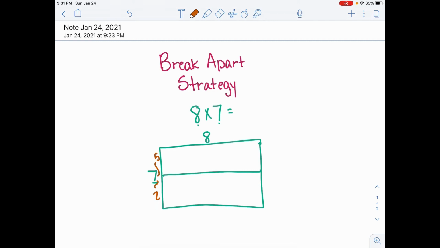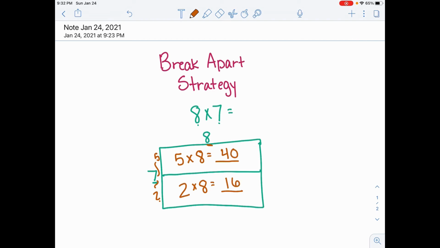So now I'm going to write 5 times 8, my top factor, to get one answer. And then next I will have 2, because I'm down here in my second rectangle, times 8, my top number, to get my second answer. 5 times 8 is 40. 2 times 8 is 16.